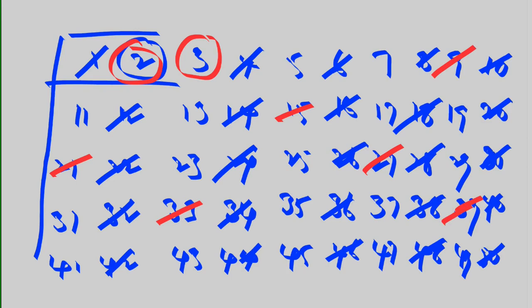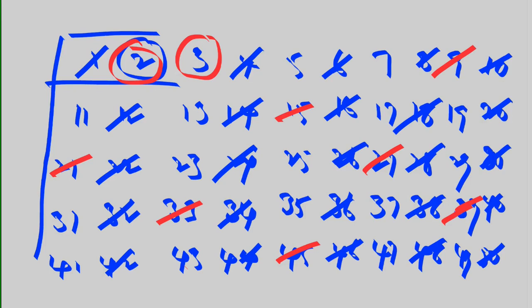here we can use the divisibility rule of 3 also. For example, divisibility rule of 3: 4 plus 1 is 5, 5 is not divisible by 3, and 4 plus 3 is 7, not divisible. 4 plus 5 is 9, it is divisible by 3. 4 plus 7 is 11, not divisible. And here 4 plus 9 is 13, it's not divisible. So these are all the multiples of 3, over.